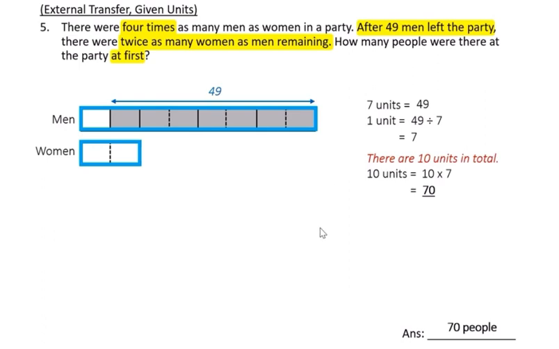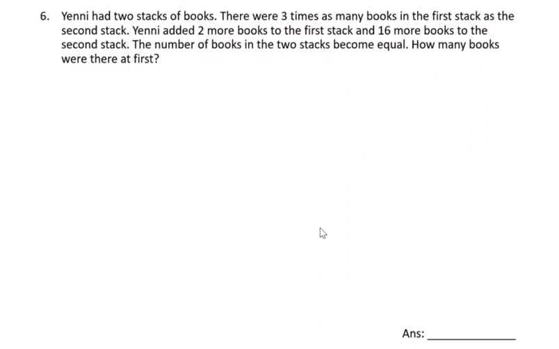Question number 6. Yenny had 2 stacks of books. There were 3 times as many books in the first stack as the second stack. Yenny added 2 more books to the first stack and 16 more books to the second stack. The number of books in the 2 stacks become equal. How many books were there first?